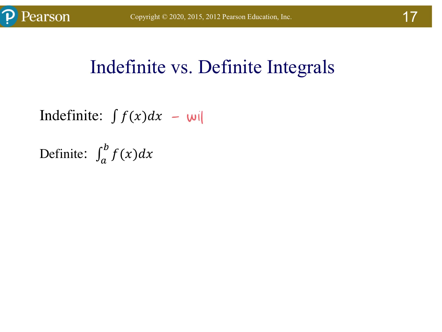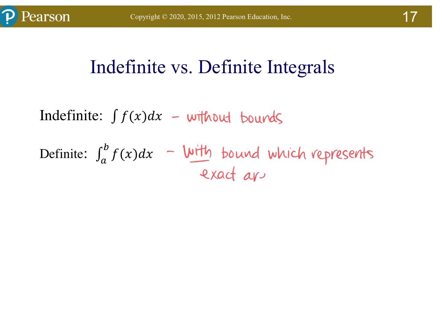Indefinite, without bounds. And then definite, with bounds, which represents area, exact area under the curve. So every answer will be a number. It will be a numeric value that represents the area under the curve.